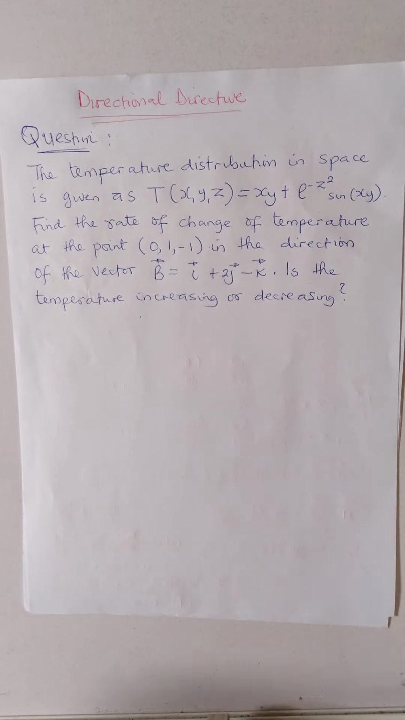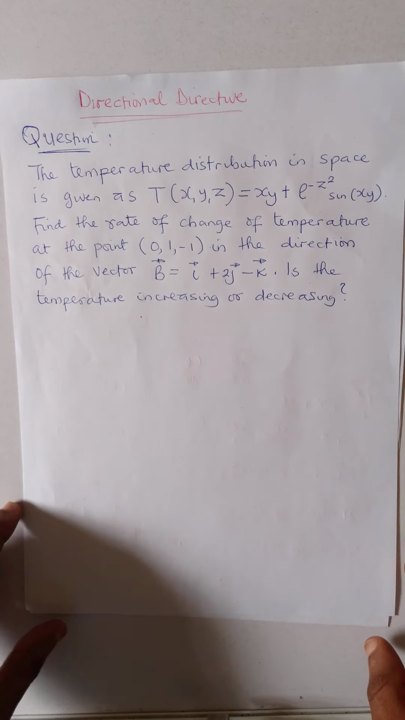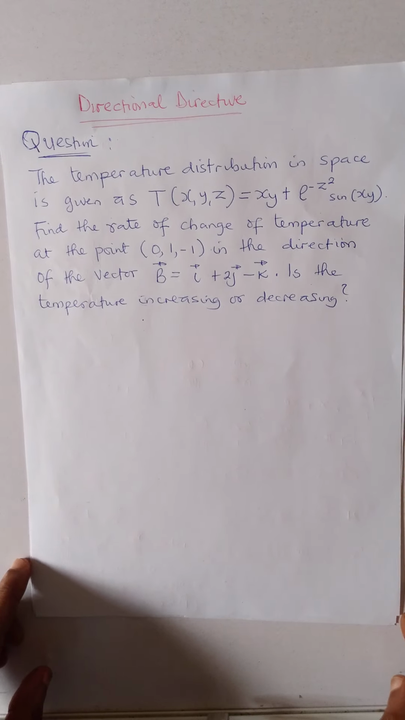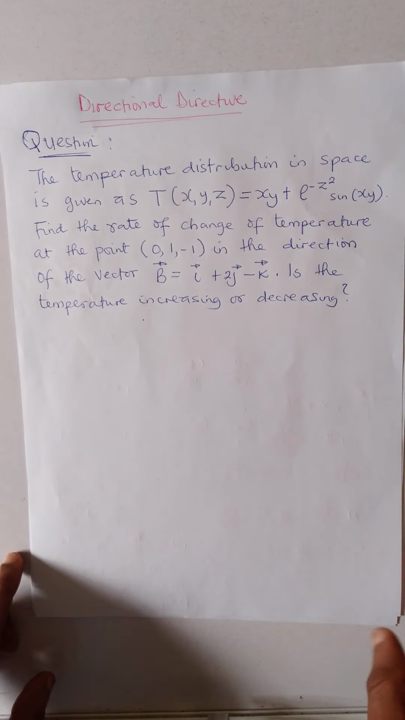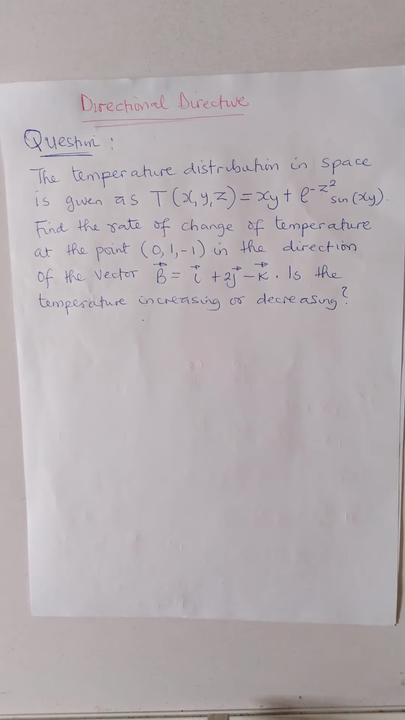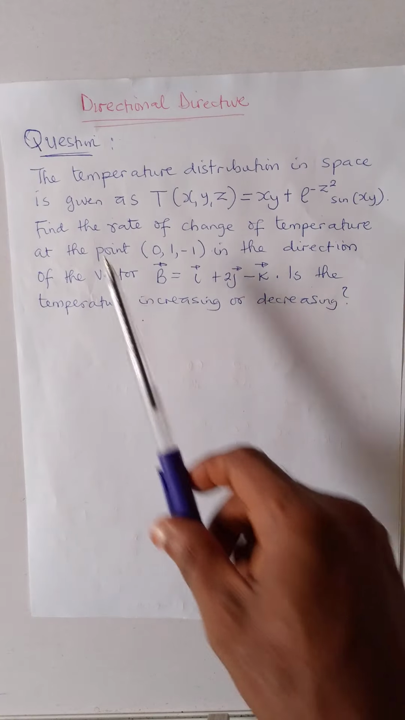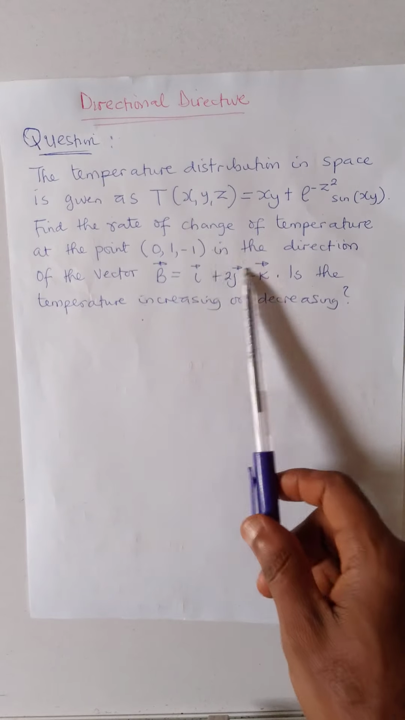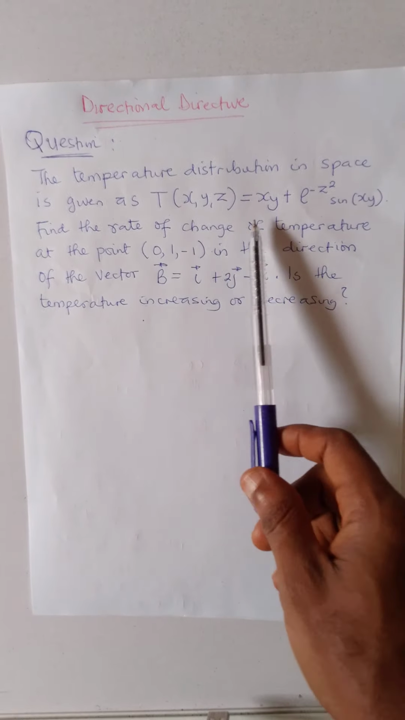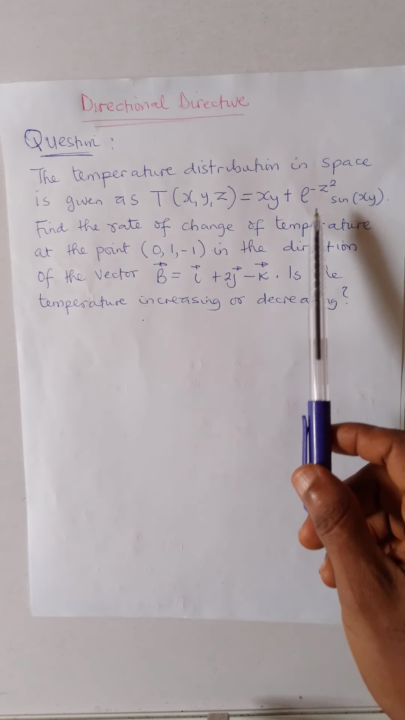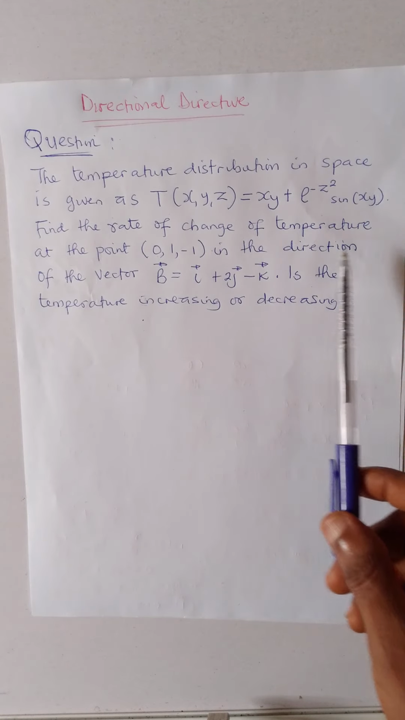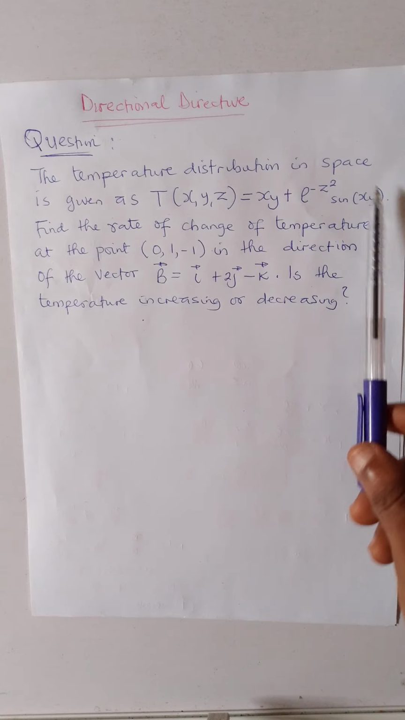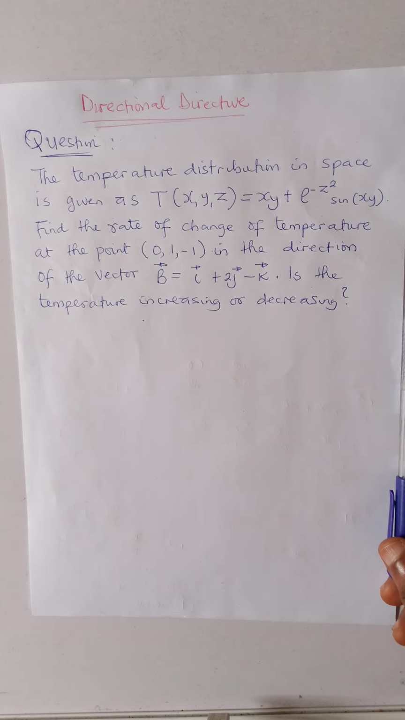Hello viewers, under vector calculus we have a question that we are going to solve under directional derivative. In the question, we have that the temperature distribution in space is given as T(x, y, z) equals xy plus e to the power of minus z squared times sine of xy.